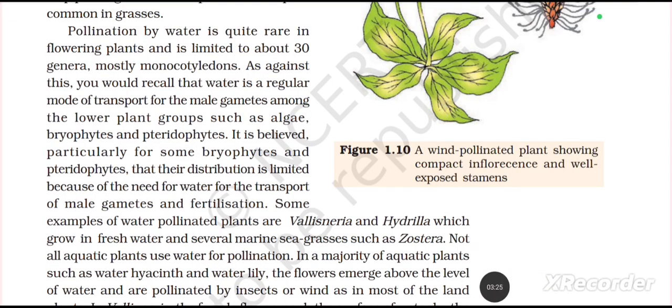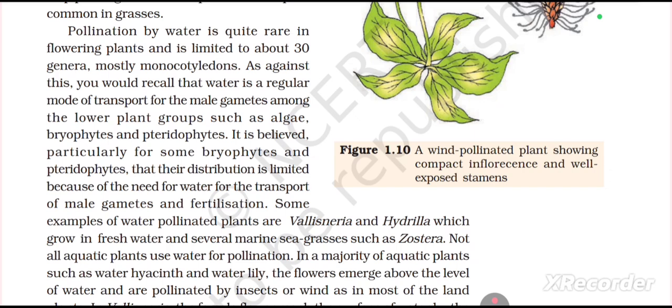Pollination by water is quite rare in flowering plants and is limited to about 30 genera, mostly monocotyledons. As against this, you would recall that water is a regular mode of transport for the male gametes among the lower plant groups such as algae, bryophytes, and pteridophytes. It is believed, particularly for some bryophytes and pteridophytes, that their distribution is limited because of the need of water for transport of male gametes and fertilization.